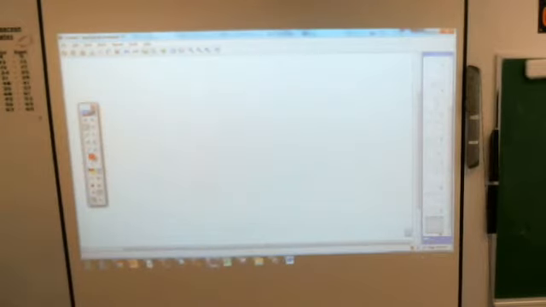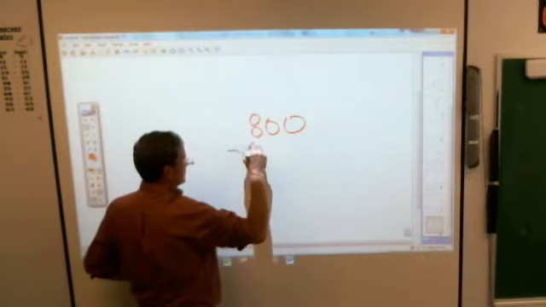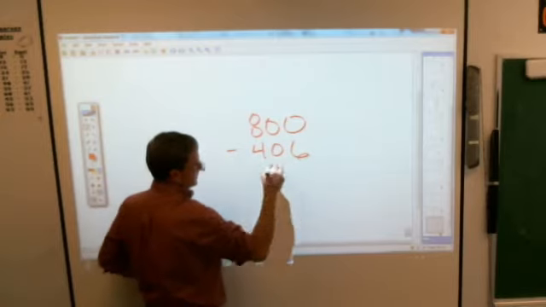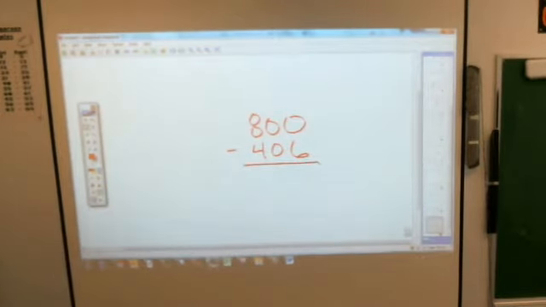How about you do this one problem for me here. Let's see if everybody gets the same answer. 800 minus 406. I'll give you a second to do that on your own. Let's see how many people get that answer, and if you get it, we're just going to cruise on the homework there. This one is not really mental, although you could do it mentally if you could.